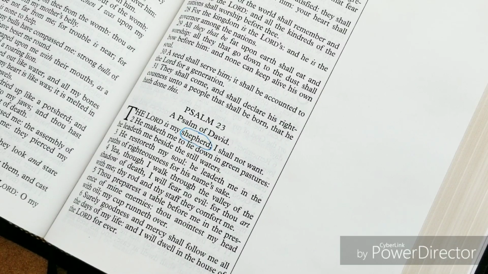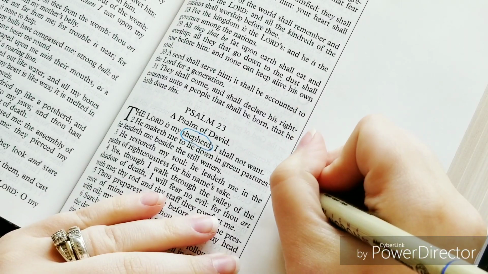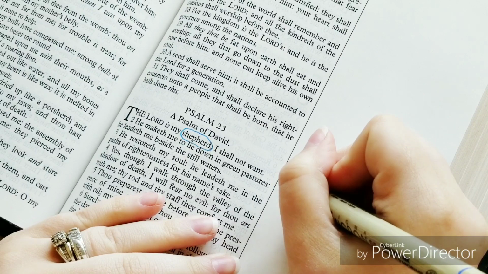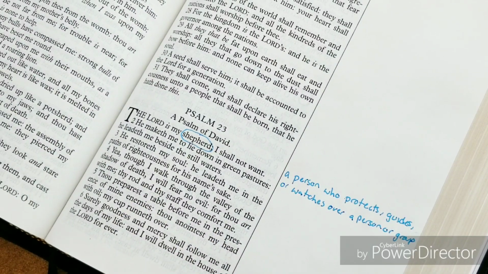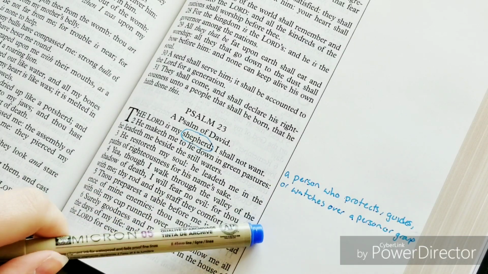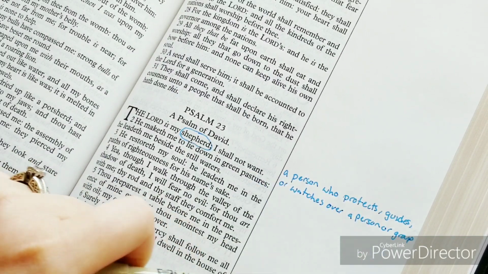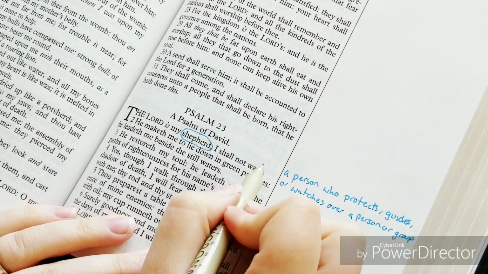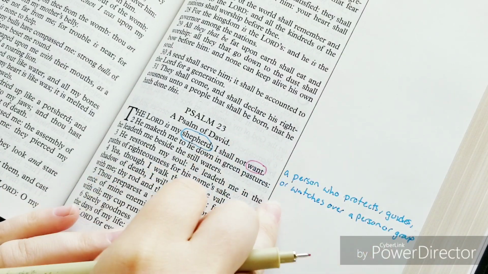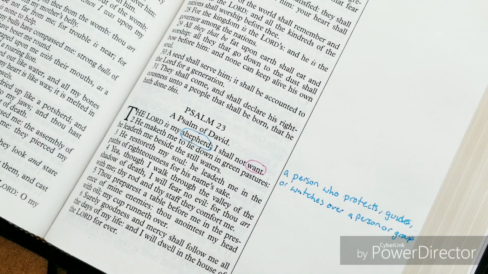Alright, so the definition of shepherd is a person who protects, guides, or watches over a person. So I'm going to write that down. So that's the first one. I need to work on my writing skills right there, but that's alright. So the next word that I want to define is want. So I'm going to circle it. And then I'm going to put the definition next to it, which is lack or be short of something desirable or essential.